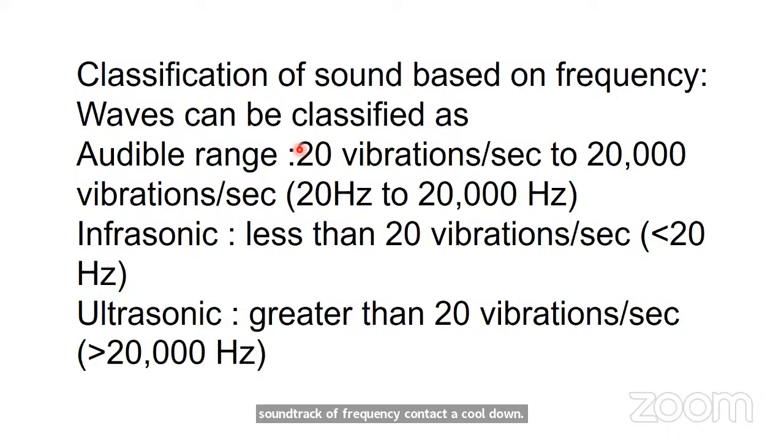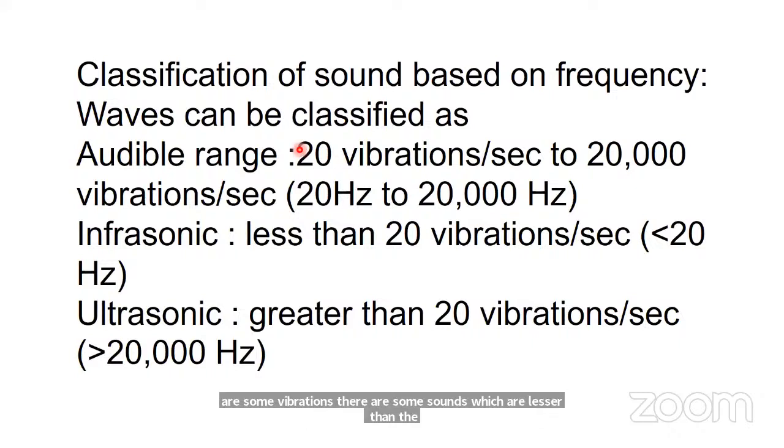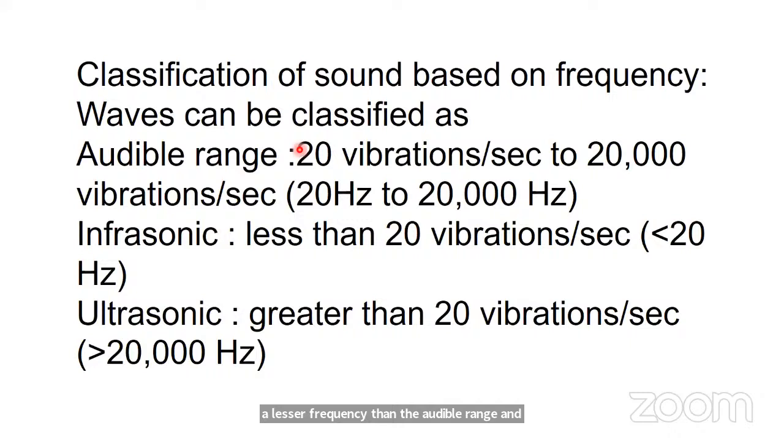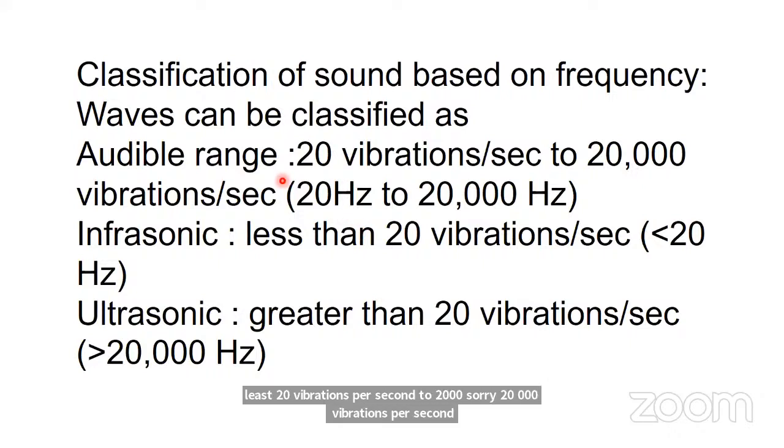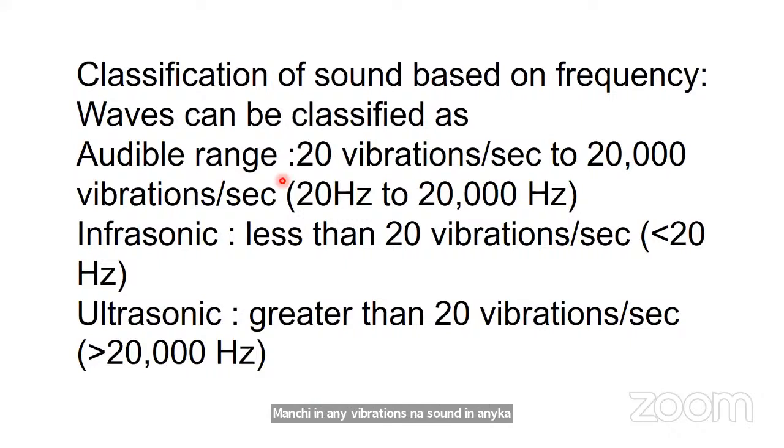Based on the sounds which are audible to our normal human ear, there are some sounds which are lesser frequency than the audible range, and there are some sounds which are higher frequency than our human ear. So the audible range, whenever we use the word audible, means that which can be heard by a normal average human being. That is 20 vibrations per second to 20,000 vibrations per second. మనిషి ఎన్ని వైబ్రేషన్స్ ఉన్న సౌండ్ని వినగలుగుతాడంట? ఒక సెకండ్లో 20 వైబ్రేషన్స్ నుంచి 20,000 వైబ్రేషన్స్ చేసే సౌండ్ ఏదైతే ఉంటుందో దాన్నే ఆ మనిషి వినగలుగుతాడంట. 20 హెర్ట్జెస్ టు 20,000 హెర్ట్జెస్.